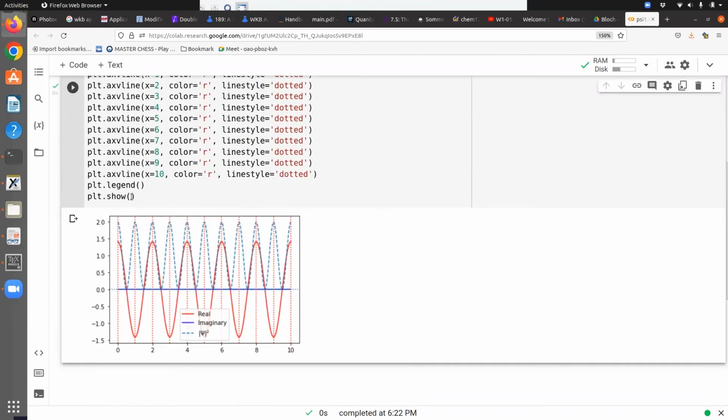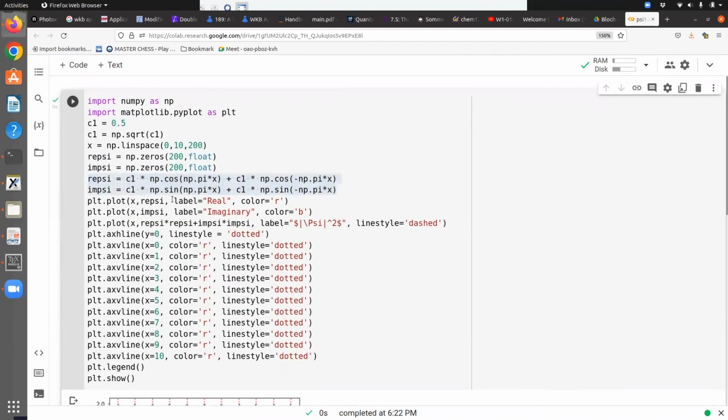The solid red line is the real part of the wave function. The solid blue line is the imaginary part of the wave function. The dashed blue line is the probability density, and the red dotted vertical lines denote the location of the lattice points. Next, we plot for the other wave function by changing plus to minus. Let us run the code.